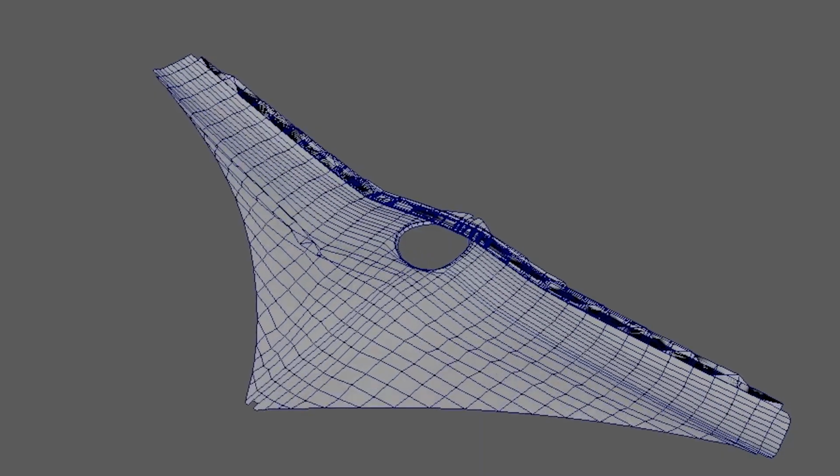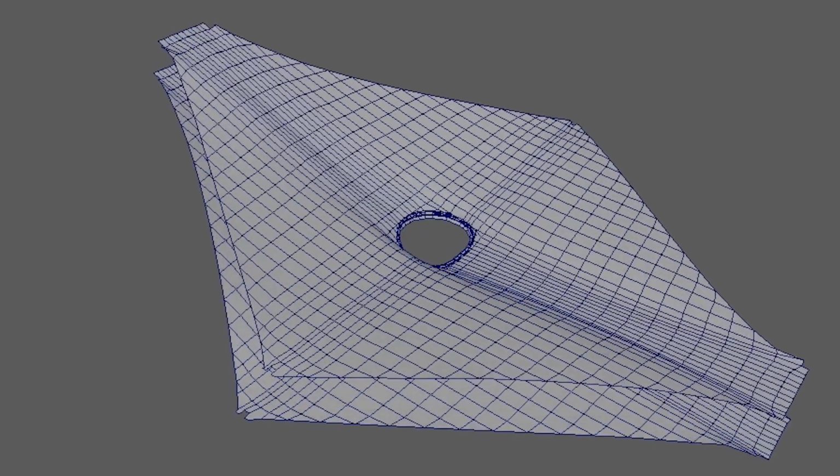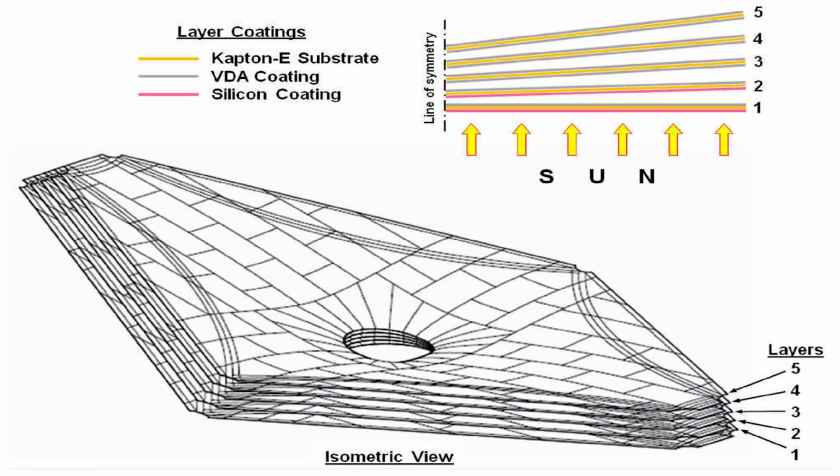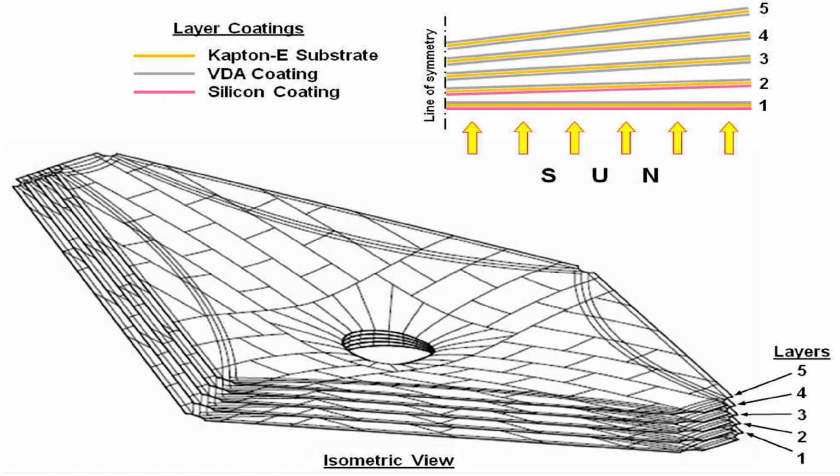What we used was computer simulations, where we actually built computer mathematical models of the thermal performance of what a sunshield layer would do.